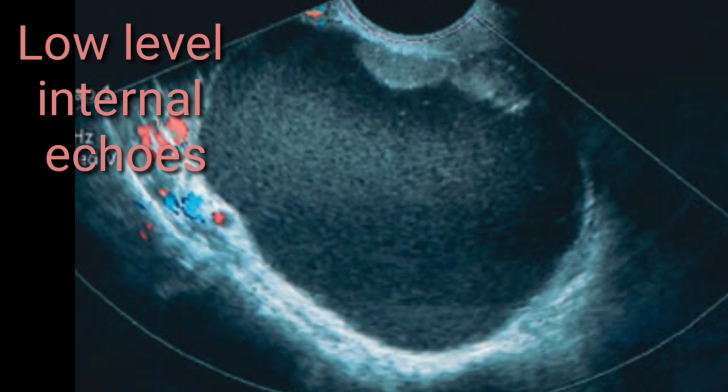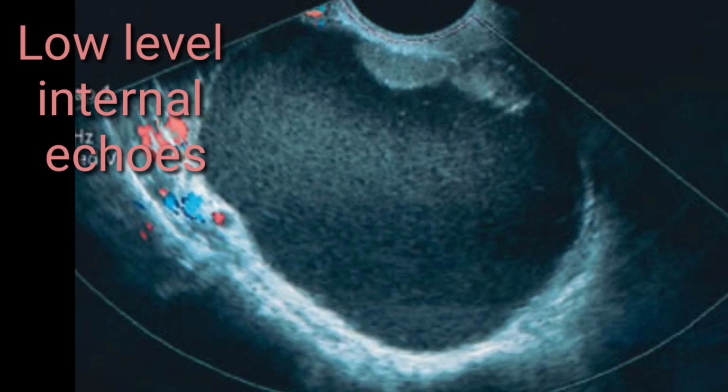But this one shows that there is some fresh bleeding going on. So this is the example of the low level internal echoes, which is likely blood, which is likely hemorrhage, but this is fresh blood. If you ever want to compare it with any other organ, compare it with the urinary bladder, and the urinary bladder will appear completely anechoic without any low level internal echoes. So it will become easy for you to appreciate the low level internal echoes.